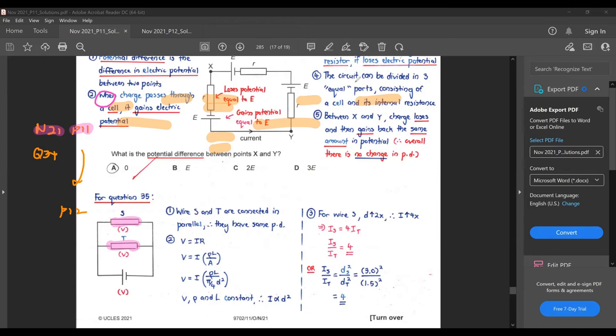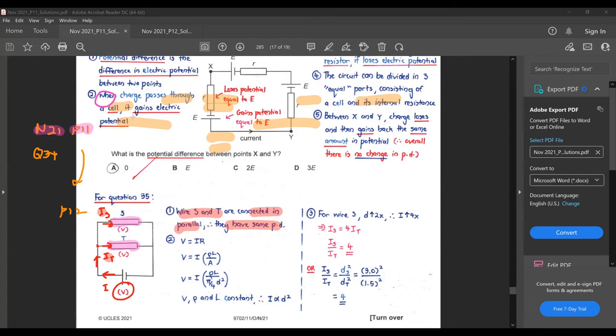So current will come out from the battery, reach this junction and then split up. This one will have current IS, this one will have current IT. So what we want to know is the ratio of the currents, IS to IT. One of the main things they mentioned was that the wires are connected in parallel. So this tells you that they have the same PD. If this one here is V, the PD across each of the branches will also be V. Meaning this one will be V, this one will also be V.